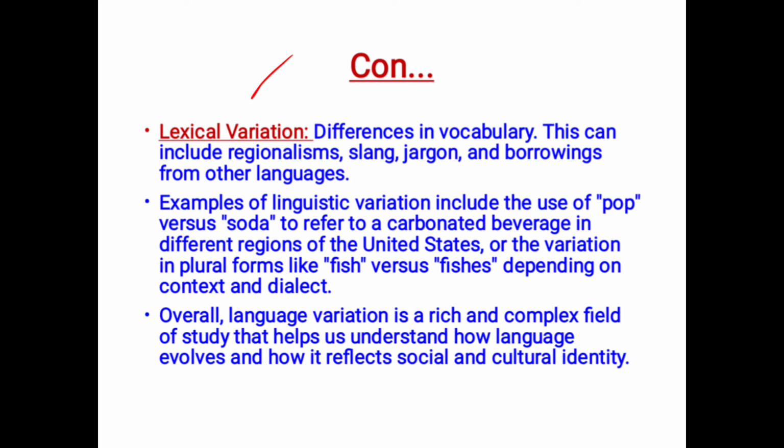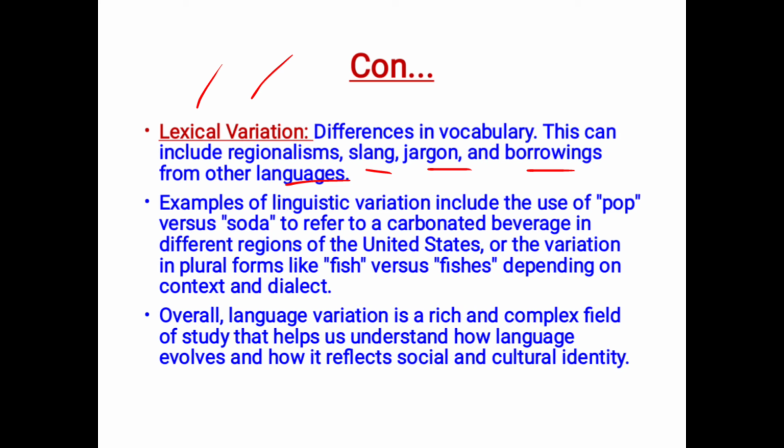Then we have lexical variation: differences in vocabulary. Lexical means words, okay? So it means vocabulary. This can include regionalisms, slang, jargon, and borrowing from other languages. It means the words which you borrow from another language. Sometimes you may find Italian words in English, which means those words are borrowed from the Italian language. The same, you may have heard English words in the Italian language. So that's one kind of exchange. Exchange means borrowing words from different languages.